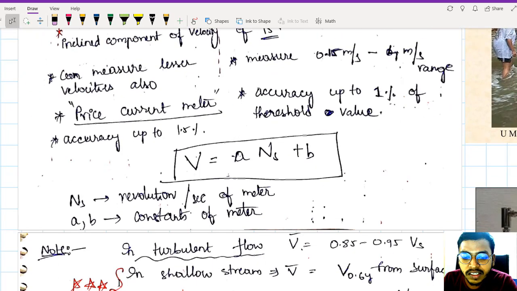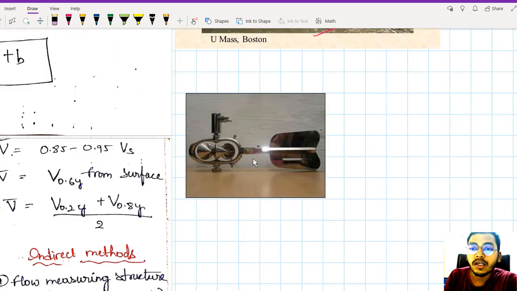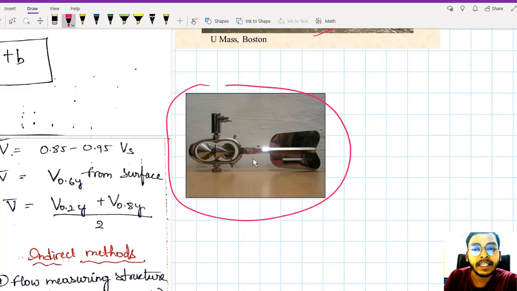So now let us see what is this current meter, how it looks like. So this is the diagram for your current meter. The current meter can be two types. One is vertical axis and other is horizontal axis. अगर किसी current meter का axis vertical है, then we will be calling it as vertical axis current meter. अगर किसी का axis horizontal है, then we will be calling it as horizontal current meter. It can be horizontal axis or vertical axis. Both have different advantages. मैं समझा दूंगा. See what is happening.